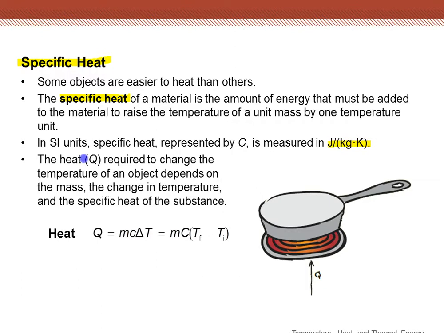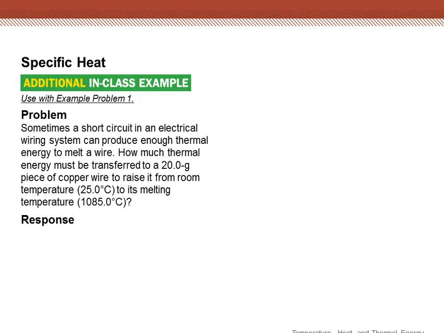So the heat Q required to change the temperature of an object depends on the mass of the object, the change in temperature, and the specific heat of the substance. And so our main equation that we are going to use in this unit is Q equals mc delta T, where delta T is the change in the temperature. So let's look at an example with this.